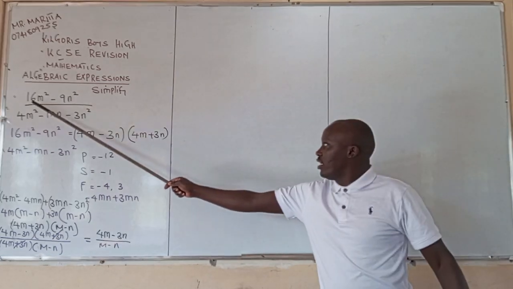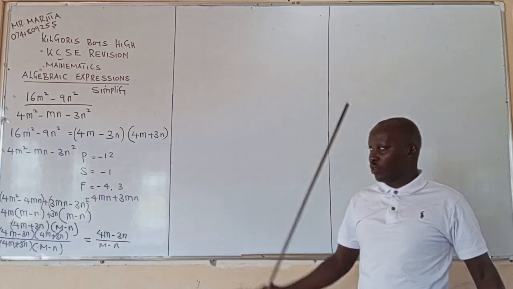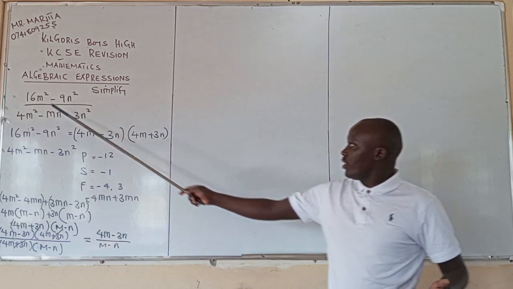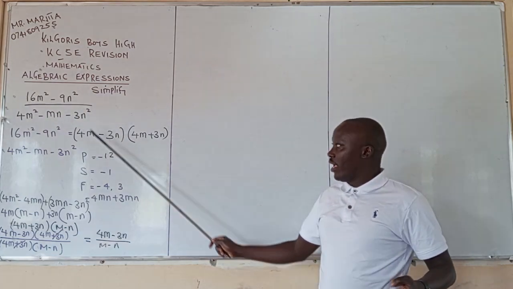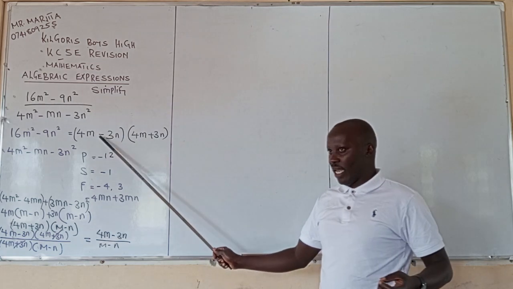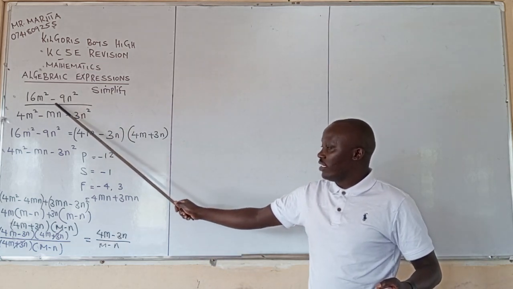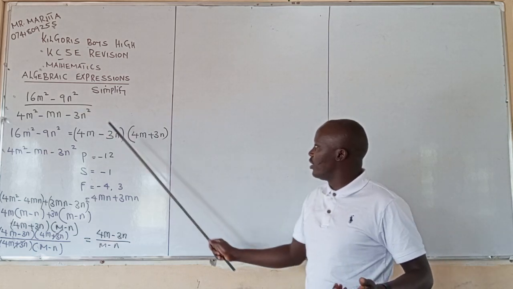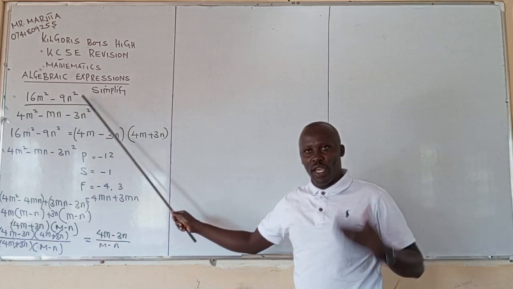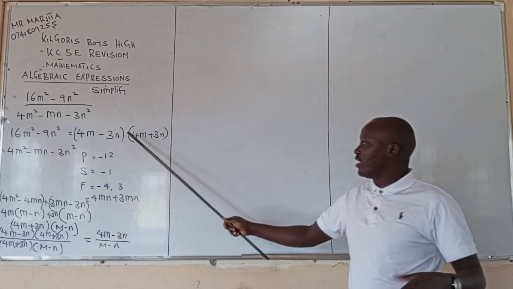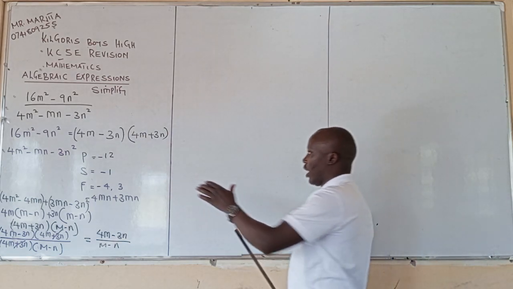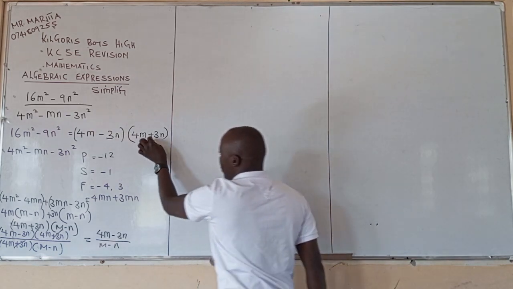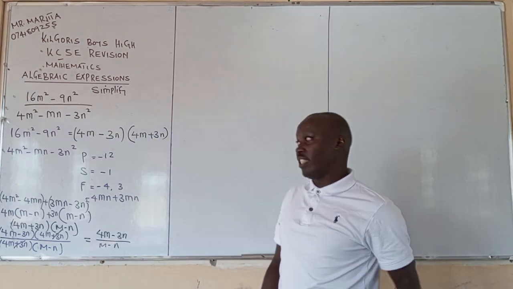So you have 16m squared minus 9n squared. Simply you find the square root of 16, which is 4. The square root of m squared is m. Then we have 9n squared. You just find the square root of 9, which is in this case 3, and the square root of n squared is just n. So you can have this one here, and then you write the same. In this side here, you normally change the sign.